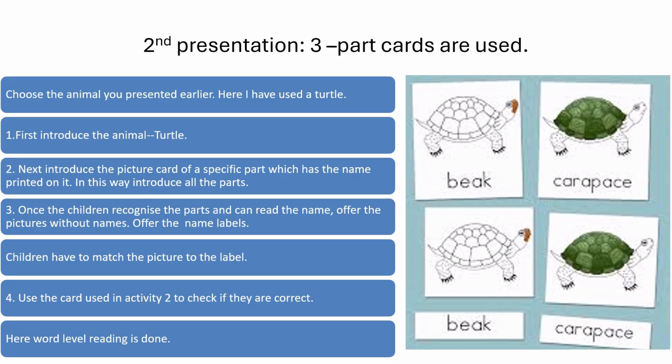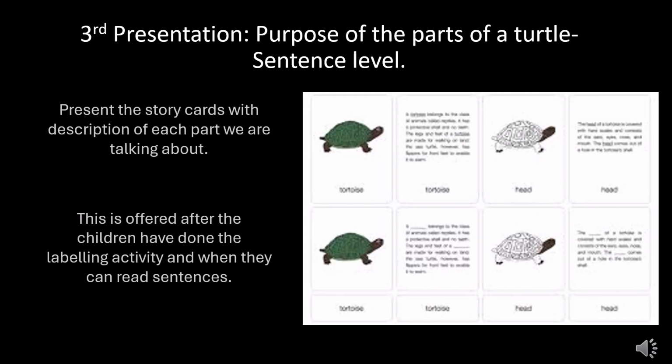Once the children recognize the parts and can read the name, offer the pictures without names. And then offer the name labels. So the children have to match the picture to the label. And use a card that has the picture and the label to check if they are correct. Here, word level reading is done. We move on to the third presentation, which is giving the purpose of the parts of a turtle.